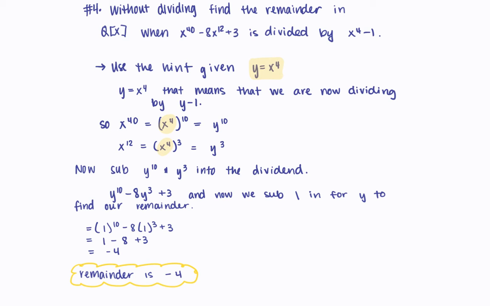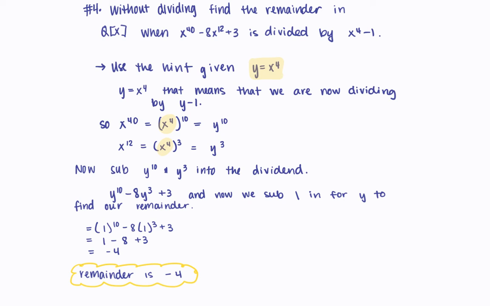So using the hint given in the question, y equals x^4. Y equals x^4 means that we are now dividing by y - 1. So x^40 equals (x^4)^10, which would therefore be y^10. And then x^12 equals (x^4)^3, which then equals y^3.